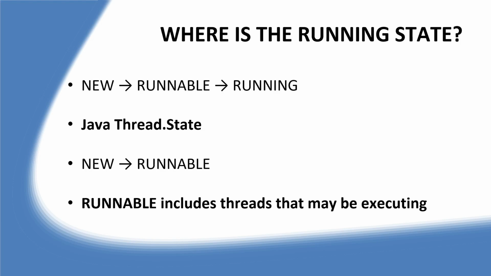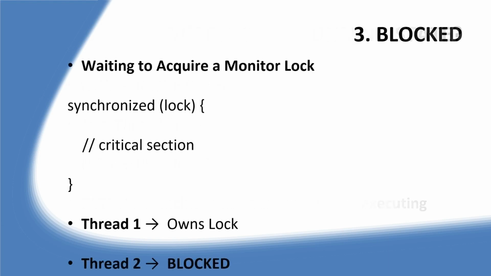Okay. Now while our thread is runnable, it may encounter a situation where it cannot continue because another thread owns a lock. That takes us to the blocked state. So the third state is blocked. A thread enters the blocked state when it is waiting to acquire a monitor lock so that it can enter synchronized code.